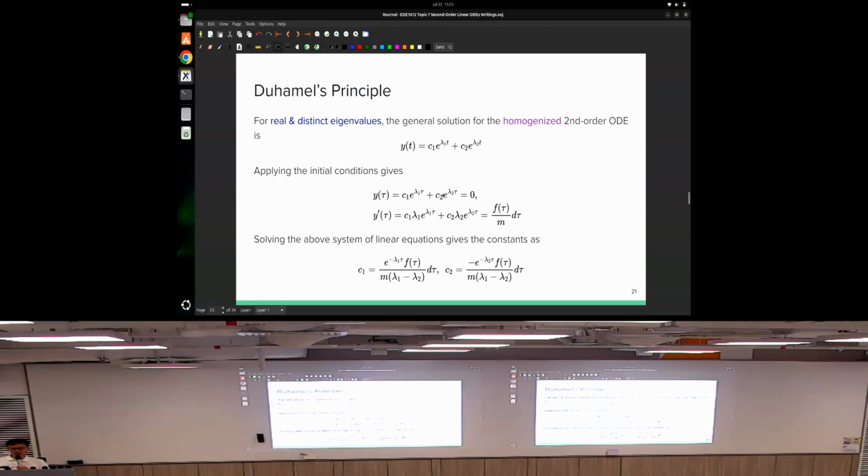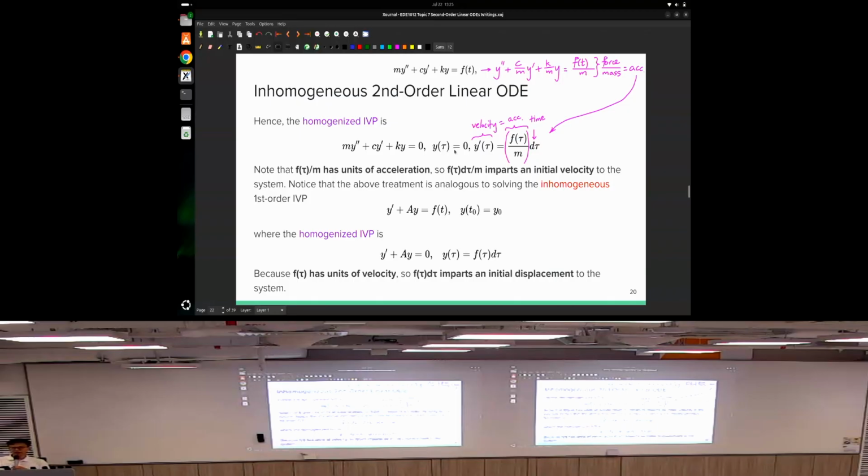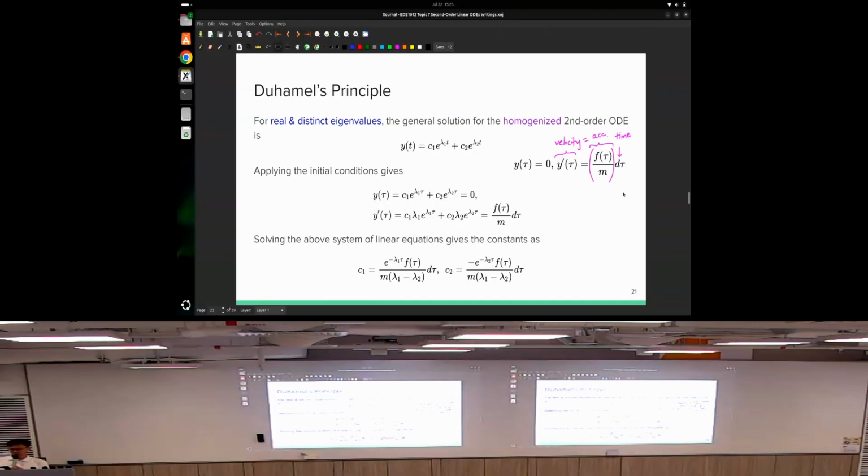Apply the initial condition at t equals tau. At t equals tau, y(tau) equals 0. Wait, I better copy down. Okay, y(tau) equals 0. First initial condition, plug in. Second initial condition, y prime (tau) equals f(tau) over m d tau. Plug in. Okay, so you look at the two equations, it may look difficult to solve, but it's not.